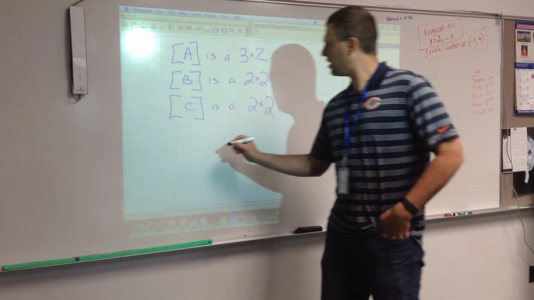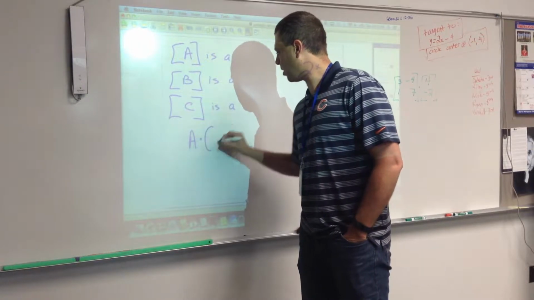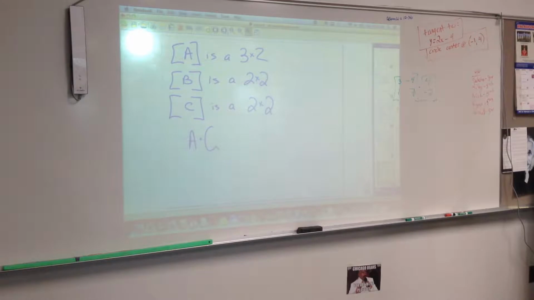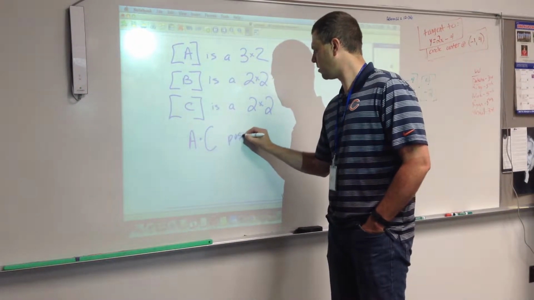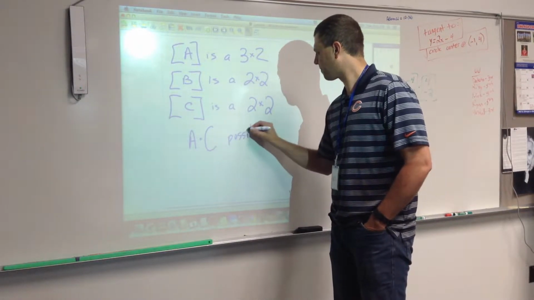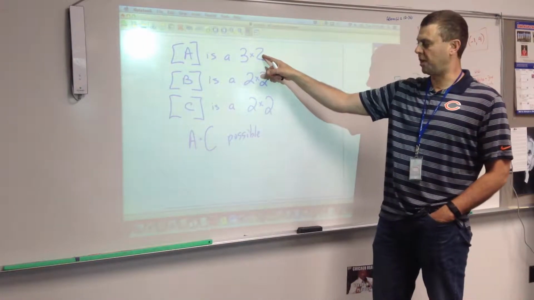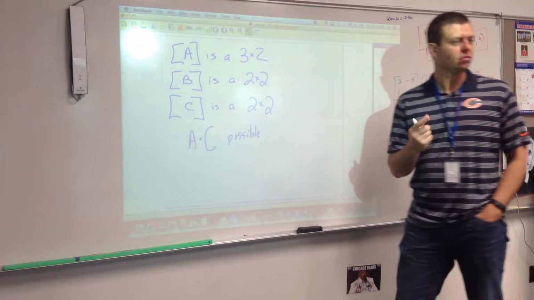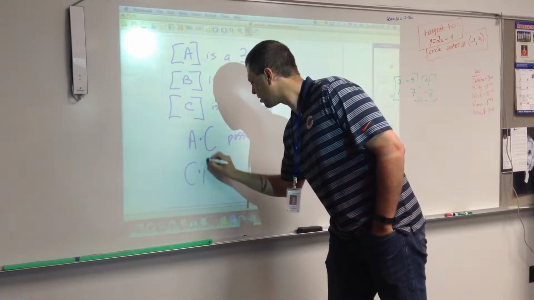Could I take matrix A and multiply it by matrix C? Yes. So this is possible. Why? Because the number of columns in A is 2, and the number of rows in C is 2. Those match. How about this?